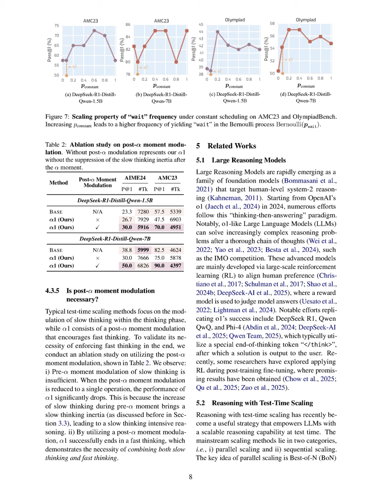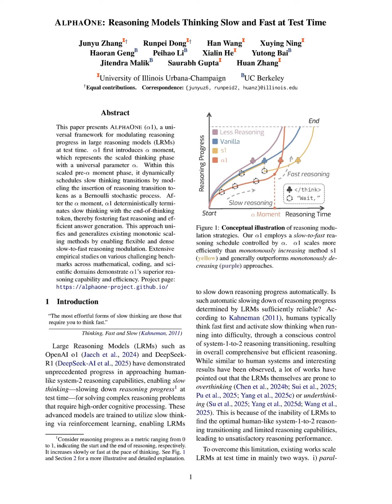ALPHAONE's modulation approach has notable limitations, particularly regarding the management of the reasoning phase. One significant drawback is the potential for slow thinking inertia, which can occur after extensive slow reasoning, making it challenging for the model to transition back to fast thinking effectively. This inertia can lead to a prolonged reasoning phase that may not yield optimal results, as evidenced by the observation that simply inserting a few </think> tokens does not adequately counteract this effect.